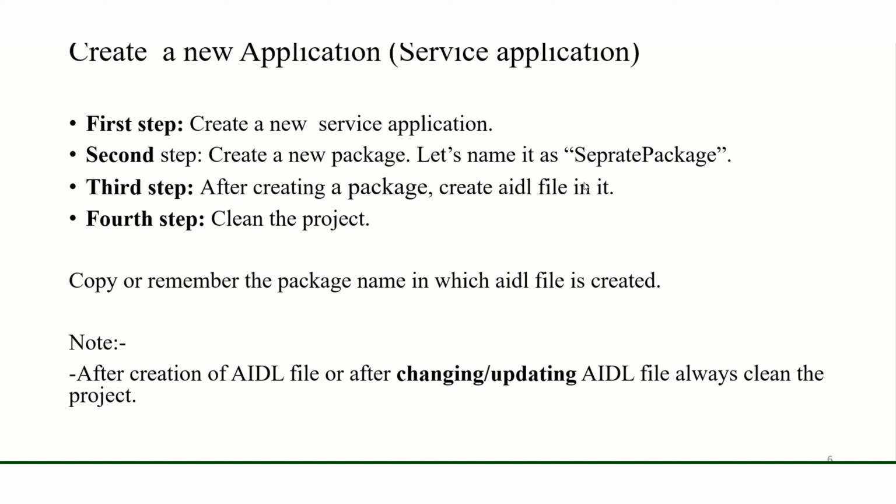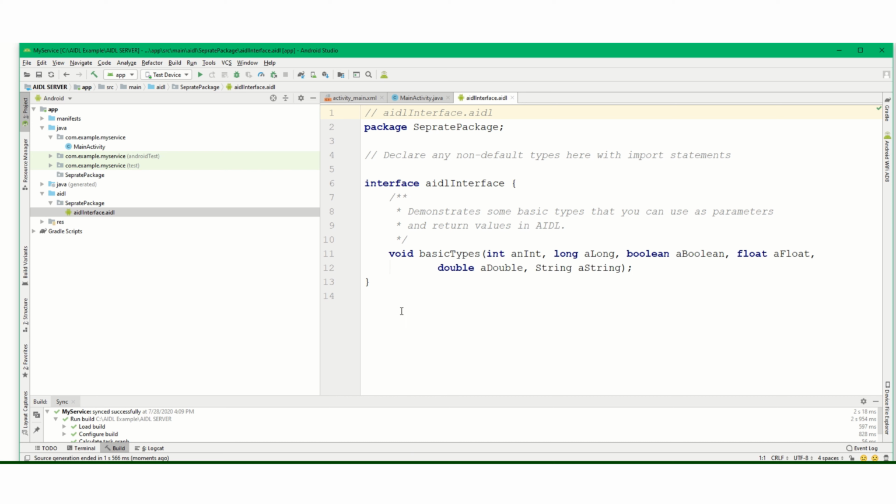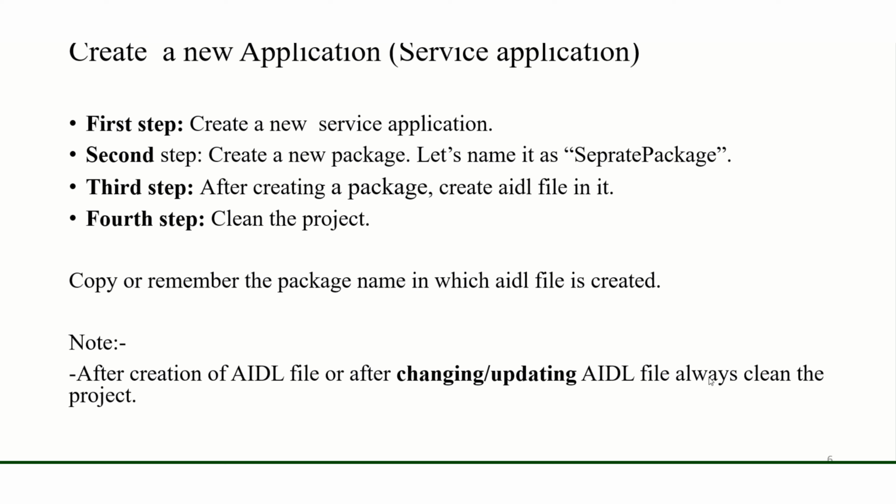After creating a package and AIDL file, you have to clean the project. This is a very important step. Every time you change or create an AIDL file, in short, whenever you make any changes in this file, you have to clean the project. So let's go to build and clean. We have got no errors here. Copy or remember the package name in which we have created our AIDL file. After creation, changing, or updating the AIDL file, always clean the project. This is a very important step.